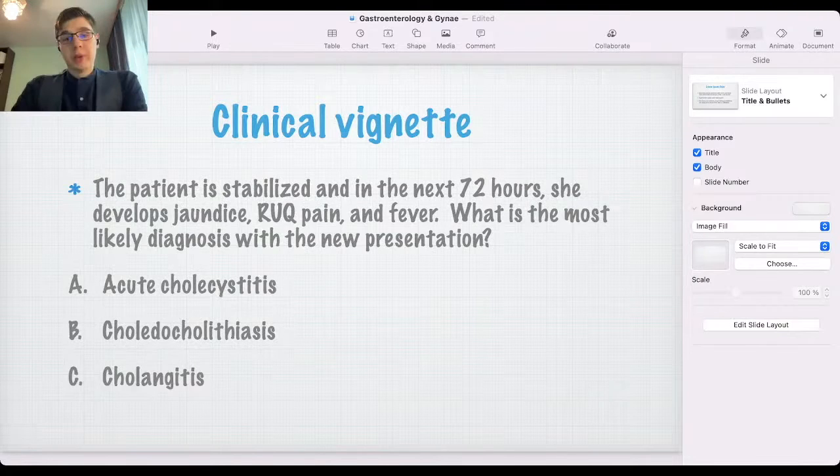So the patient is stabilized, and in the next 72 hours she develops jaundice, right upper quadrant pain, and fever. What is the most likely diagnosis with the new presentation? Acute cholecystitis, choledocholithiasis, or cholangitis?